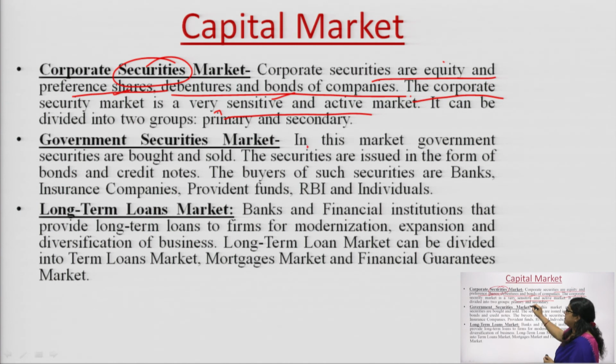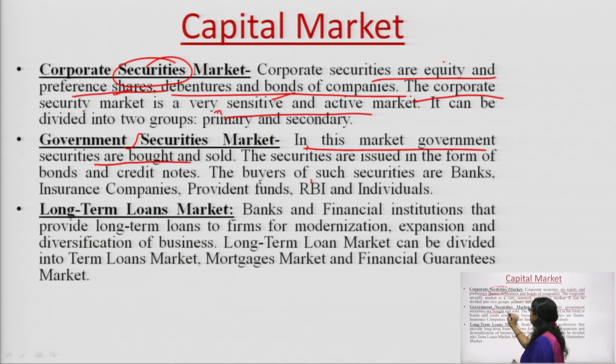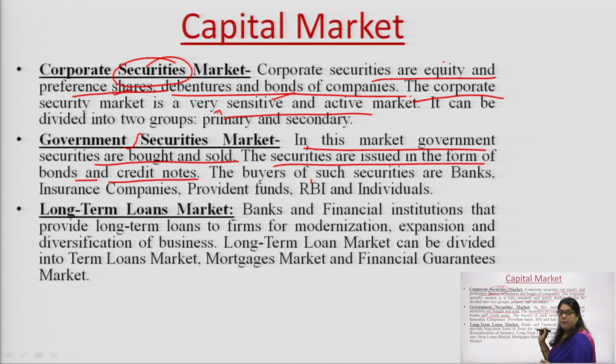The second one is the government security market. What is the government security market? In this market, government securities are bought and sold. The securities are issued in the form of bonds and credit notes, but these are secure loans, secure securities, because governments are associated with them and the government is making the rules and regulations for them.